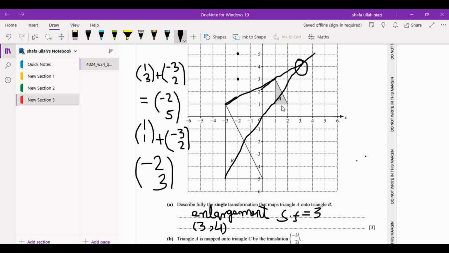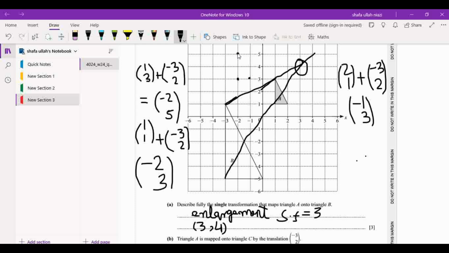Next is this point. This point is actually 2, 1, transformed by a translation having a translation vector as a column vector -3, 2. So just add these two column vectors. When you add them, you get -1 and 3. So -1 is here and 3 is here, so this is -1, 3.